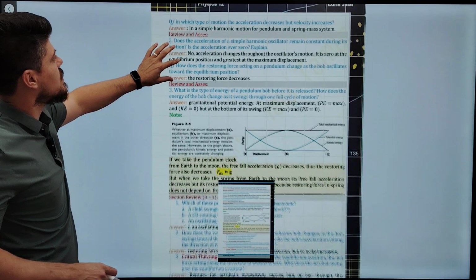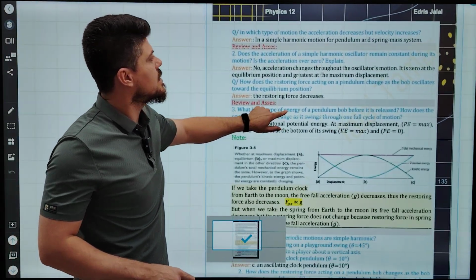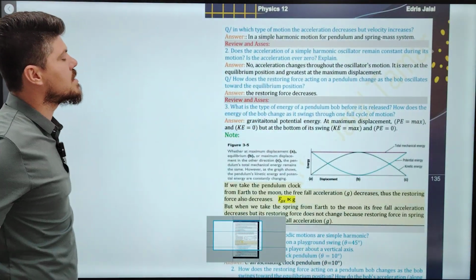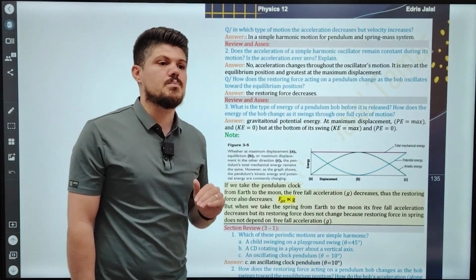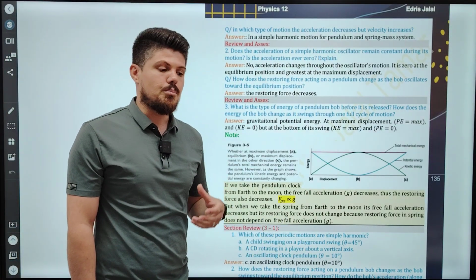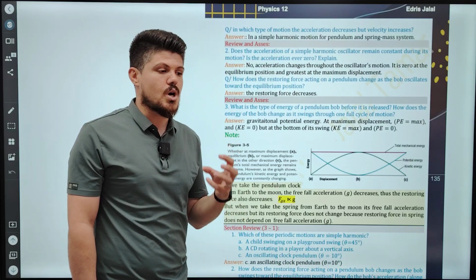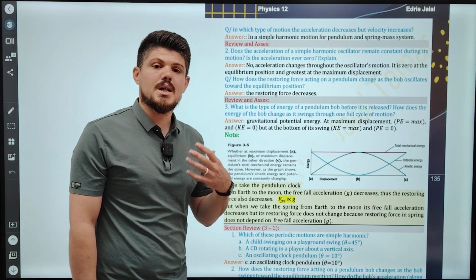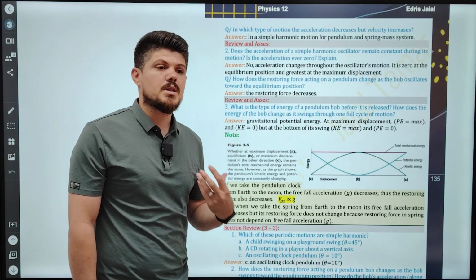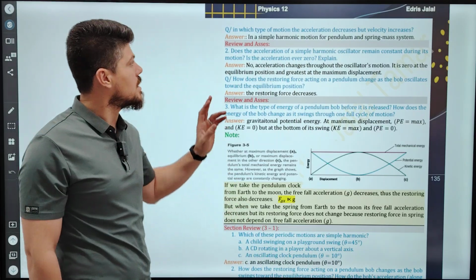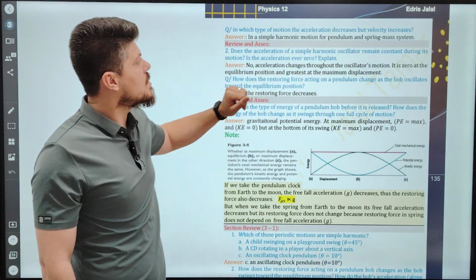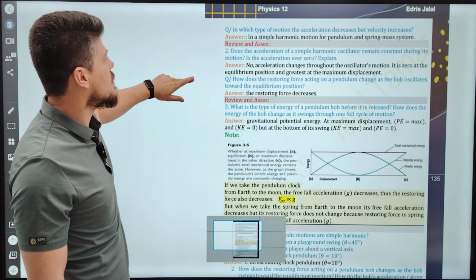In which type of motion does the acceleration decrease but velocity increase in simple harmonic motion? Okay, when the object reaches the equilibrium position, there is no acceleration, but velocity reaches maximum. Why? Because the object has inertia. The object has momentum. Momentum does not depend on the acceleration. Momentum depends on mass and velocity. Okay, in a simple harmonic motion for pendulum and mass spring system.